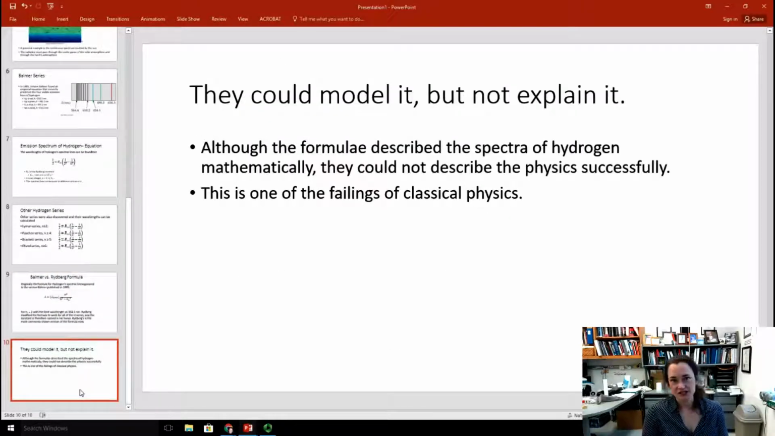Now it's important to understand here that they could mathematically model what the wavelengths of the spectrum were, but they couldn't really explain the physics that described that spectrum. So this was one of the main failings of classical physics. Like I said earlier, they knew that any successful model of the atom had to describe these spectra, and if it didn't, the model wouldn't work. This was the main evidence they had that explained the structure of the atom.